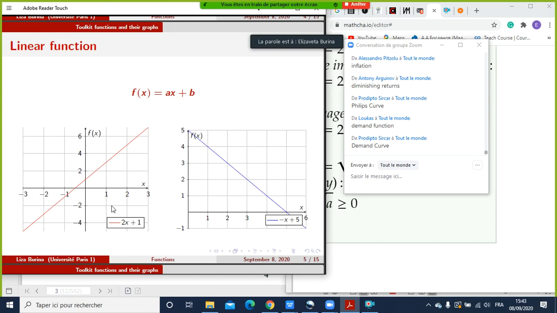So again, don't get scared yet about plotting and everything. Most likely you will not have to plot anything except for indifference curves in this semester.